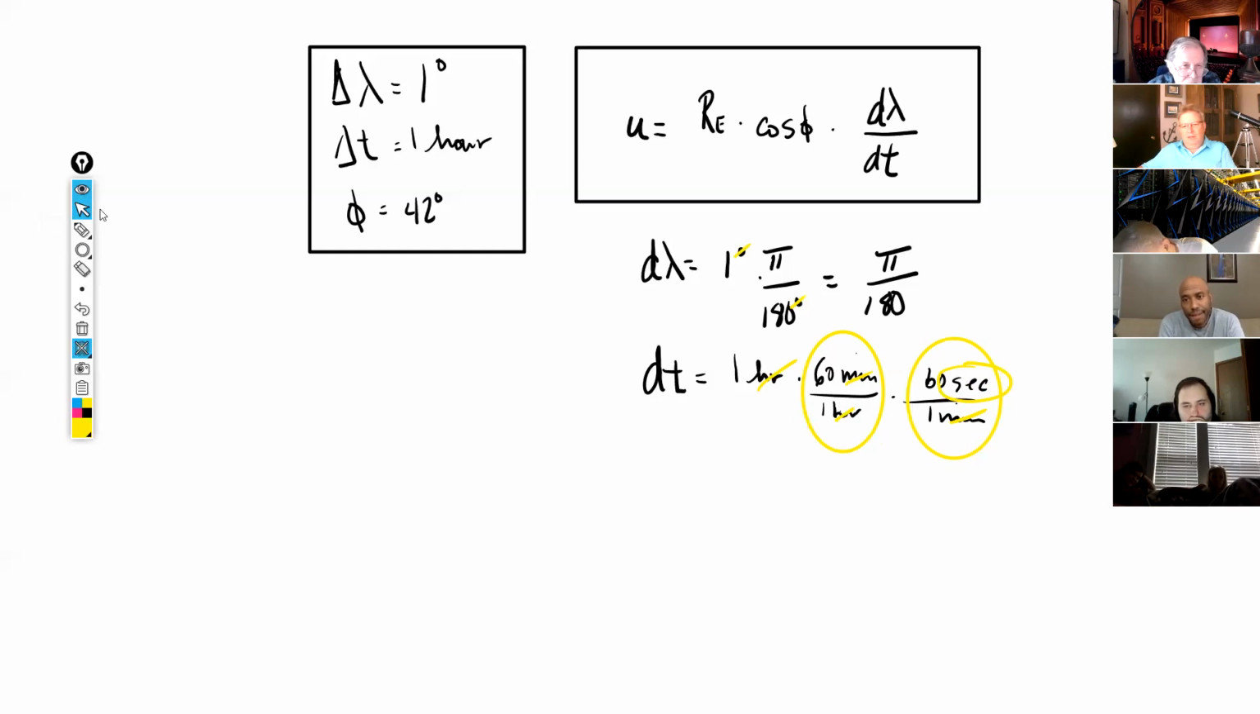So if I do that, let me get my black. It's going to be equal to 3,600 seconds, which is really 3.6 times 10 to the third seconds.